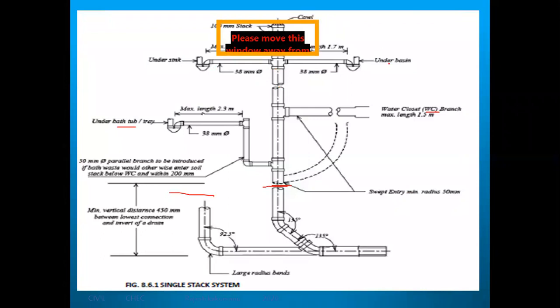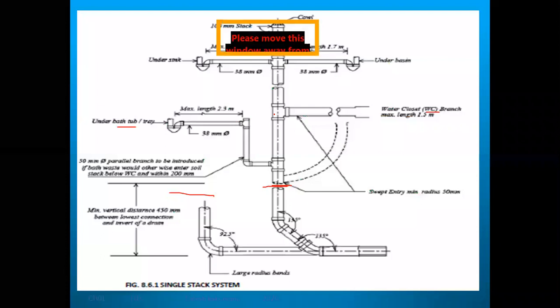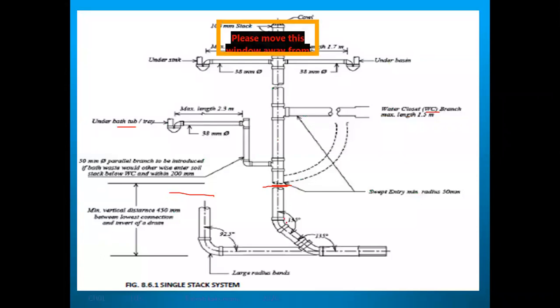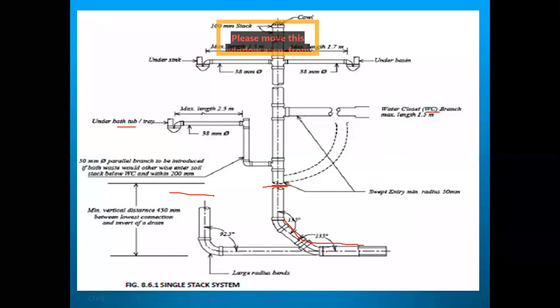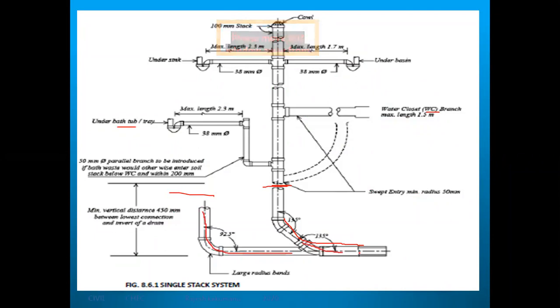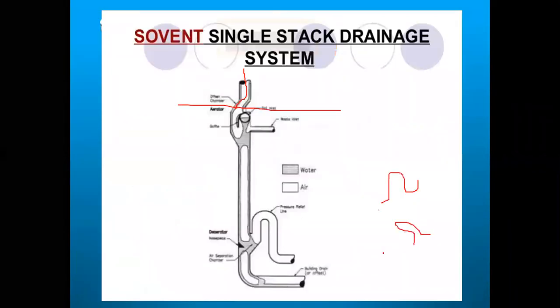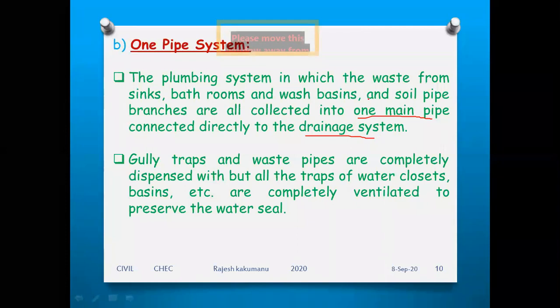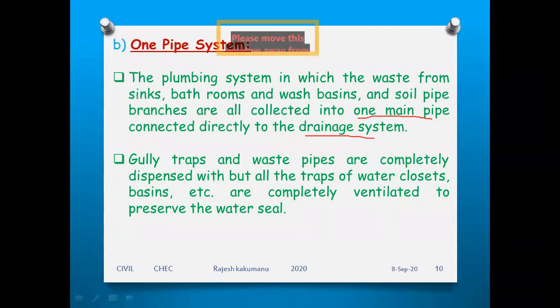In the initial case, here the wash basin, the water closets, the bathtubs are connected to the same pipeline, but it is not directly connected to the drainage. It is having the other single stack vent system to outside, another pipe is connected to this side. Whereas in this one pipe system, whatever the waste coming from the sink, bathroom, your kitchen sink, your bathrooms, your wash basins and your water closets or soil pipes, branches are all collected into the one main pipe connected directly to the drainage system.